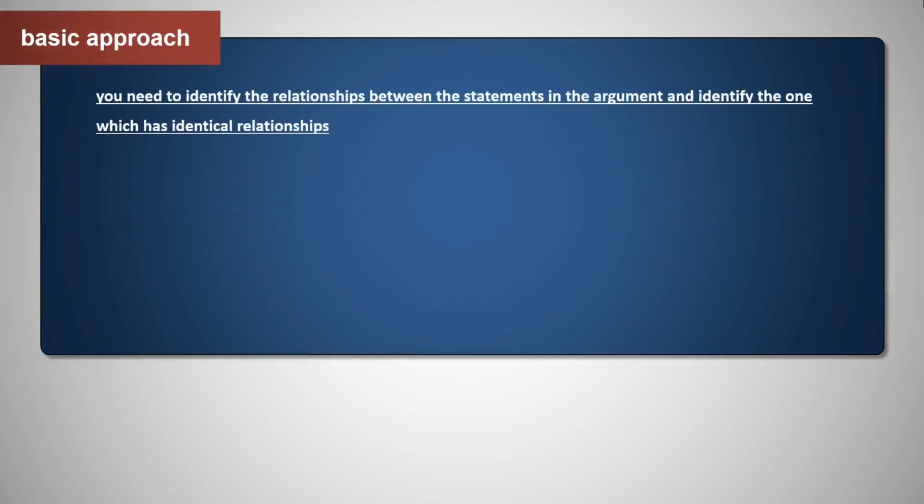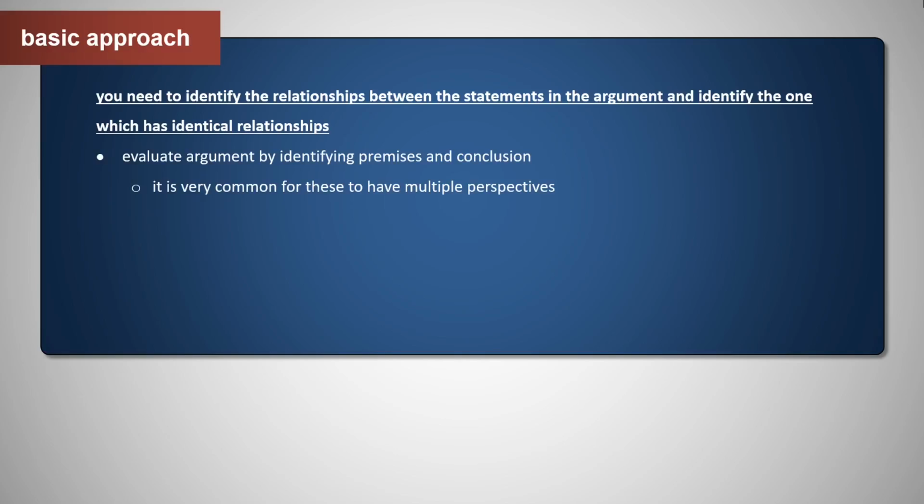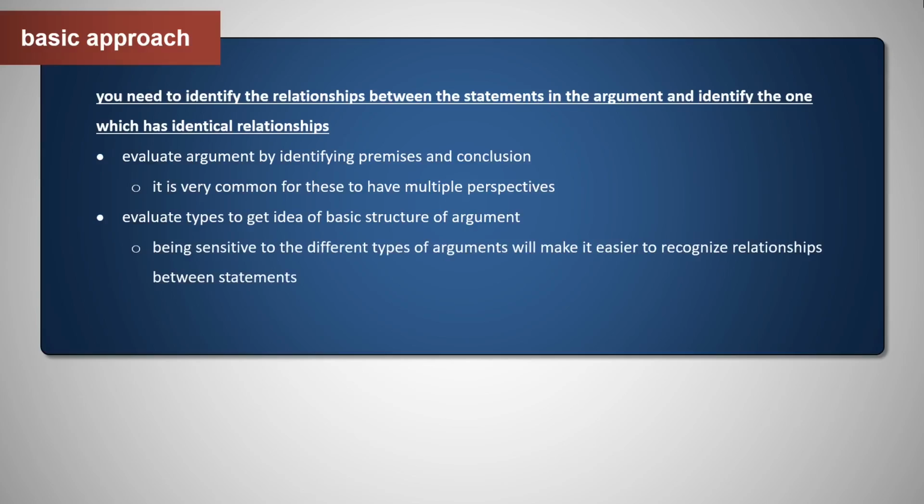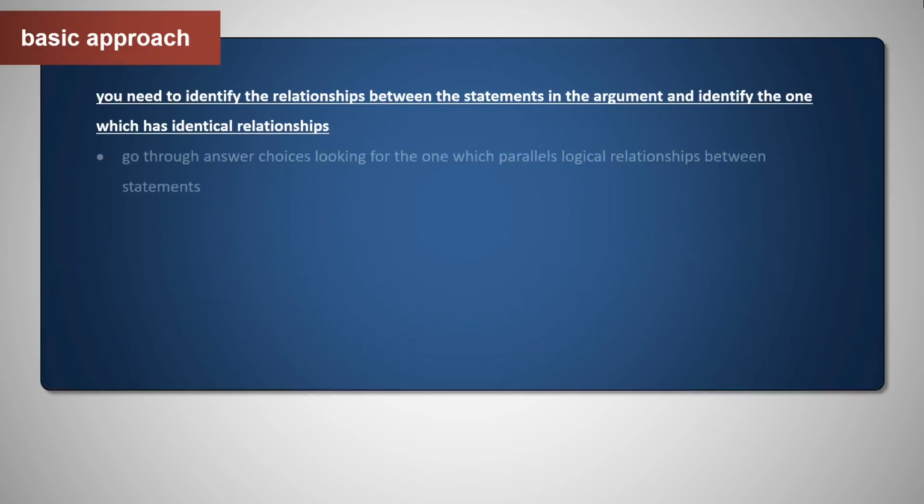In terms of the basic approach, you need to be able to identify the relationships between the statements in the argument, and then identify the one answer choice which has those identical relationships. So you evaluate the argument by identifying the premises and conclusion. It's very common for these to have multiple perspectives. Then you evaluate the types to get the idea of the basic structure of the argument, and once again, being sensitive to the different types of arguments is going to make it easier to recognize the relationships between the statements. Then you go through the choices, looking for that one choice which parallels the logical relationships between the statements in the argument above.